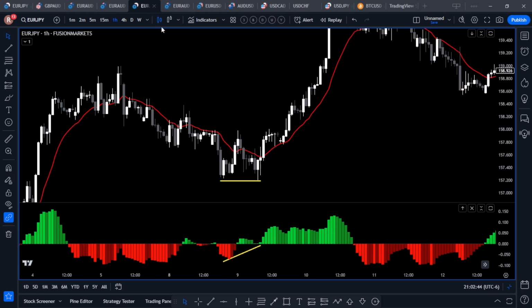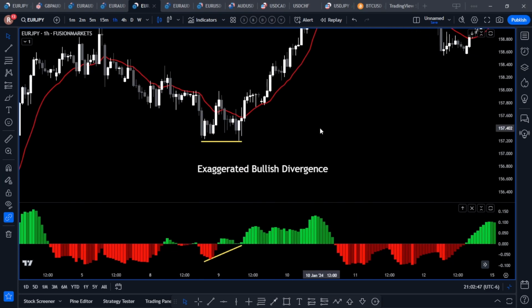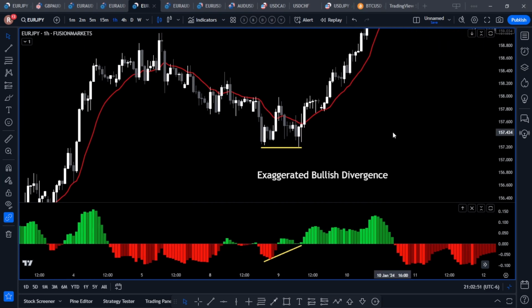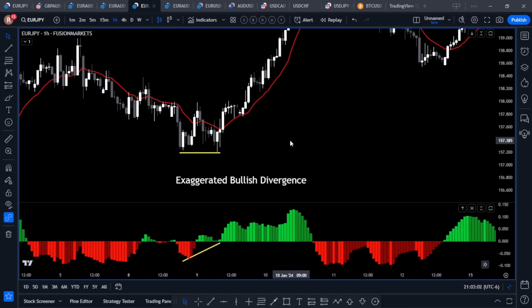So the next one is something called exaggerated divergence. Now, exaggerated divergence is a double top or a double bottom. In this case, we're looking at a double bottom. We're looking at bullish divergence. So with exaggerated bullish divergence, we're looking at a double bottom, but an indicator that shows its double bottom in a much more exaggerated kind of way.